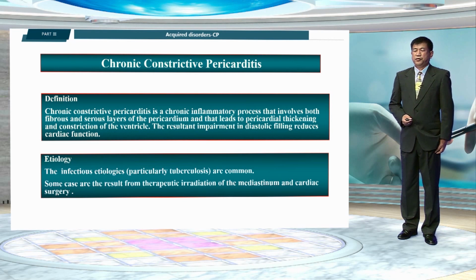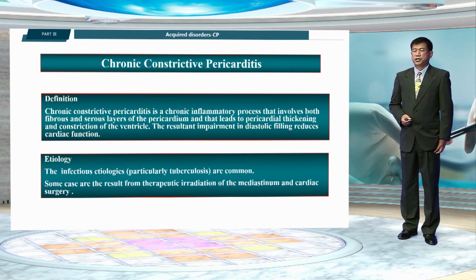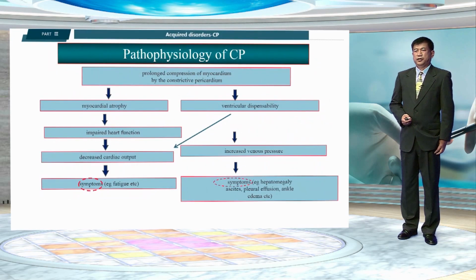Etiology is very complicated. A wide range of diseases will cause the constriction of the pericardium. But nowadays, infectious etiologies, particularly tuberculosis, are common in China. The pathophysiology of constrictive pericarditis is simple to understand. You see, due to prolonged constriction of the myocardium by the constrictive pericardium, ventricular distensibility will be impaired. Distensibility means the ventricle can expand freely, so the venous blood cannot go back to the heart.